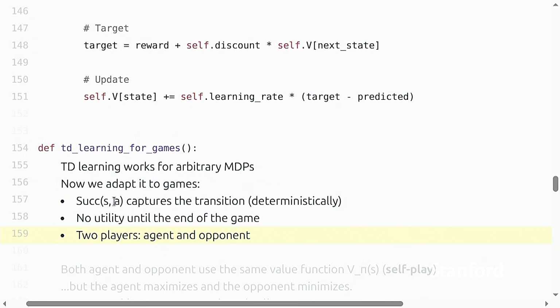Okay, so in some sense, maybe I lied a little bit. It's not necessarily a special case, but the fact that you have deterministic transition, that's a special case. No utility at the end, that's a special case. But this idea of two players, the agent and opponent, remember that is the thing that's actually special about games. So how do you deal with that?